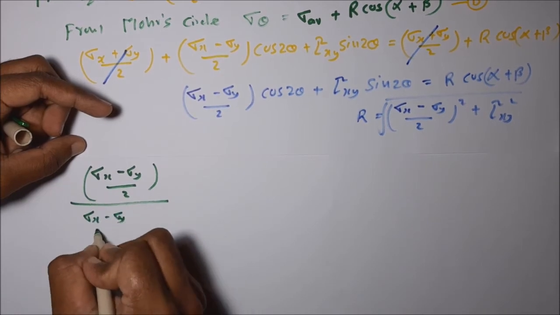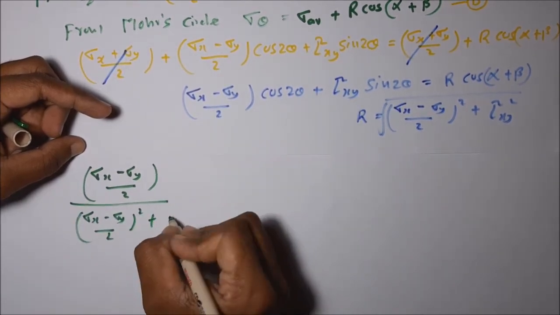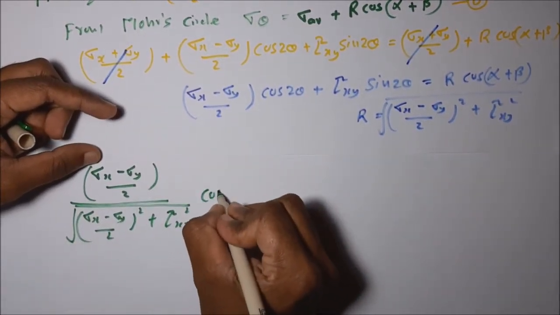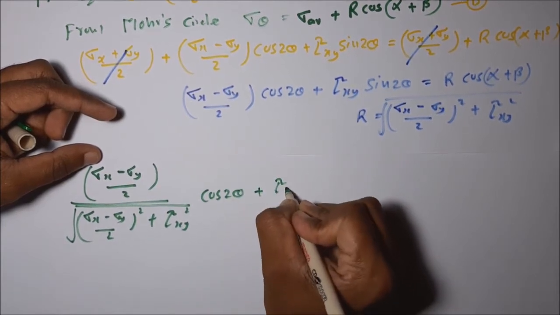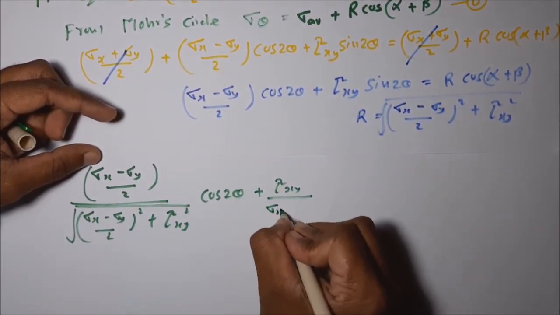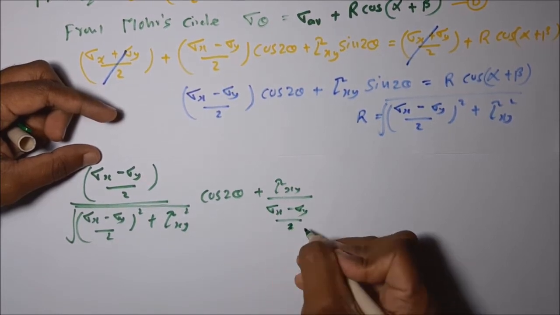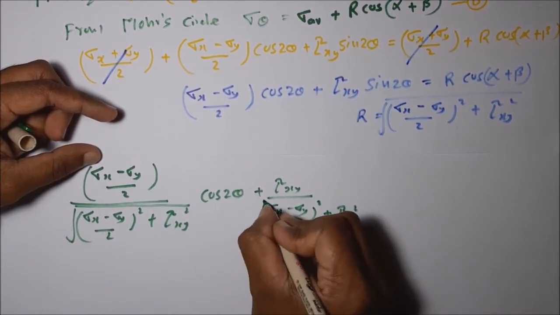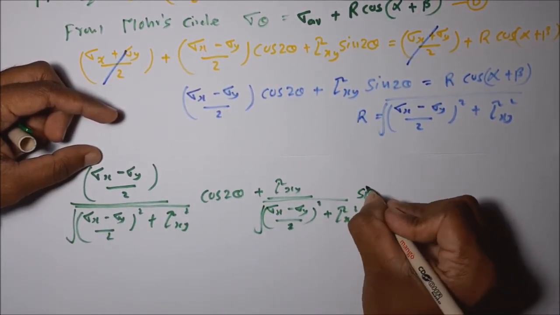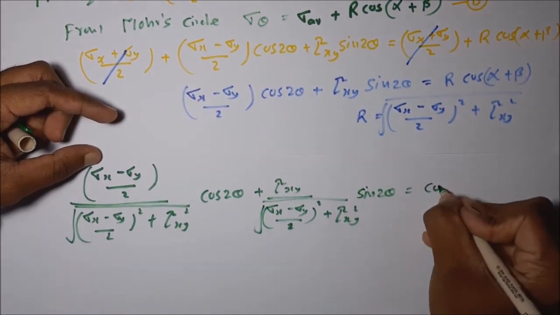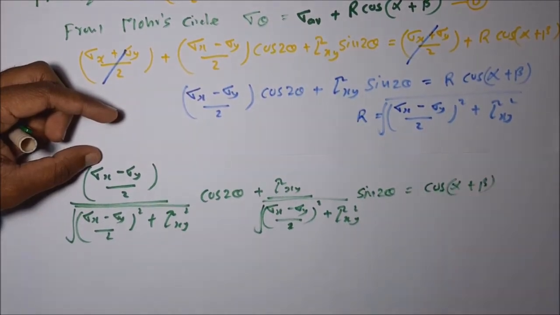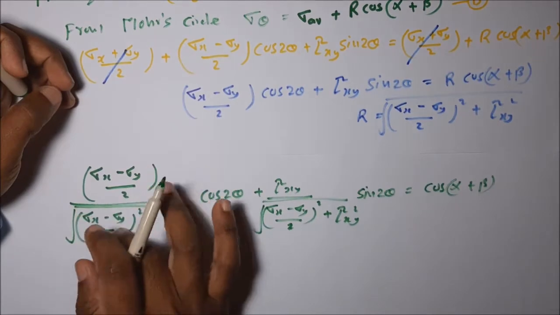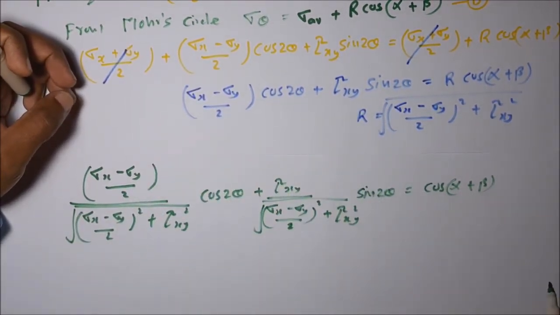the square root of (sigma x minus sigma y divided by 2) squared plus (tau xy) squared, into cos 2 theta, plus tau xy divided by the square root of (sigma x minus sigma y divided by 2) squared plus (tau xy) squared, into sin 2 theta is equal to cos alpha plus beta. Then for this term I am going to write this one.